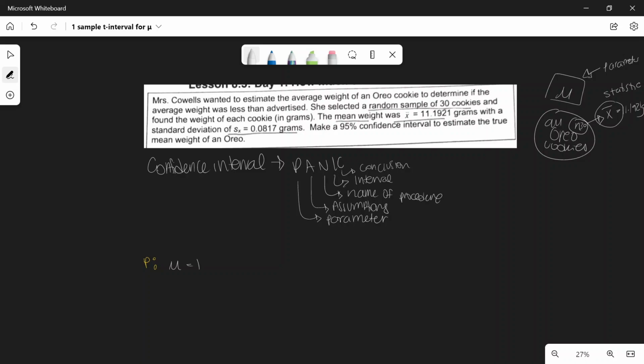So basically, P is your parameter, and it's what you're trying to estimate, which is mu. So mu is equal to the true mean weight of an Oreo cookie. Is that how you spell cookie? Cookie, yeah. Okay, so the true mean weight of an Oreo cookie.